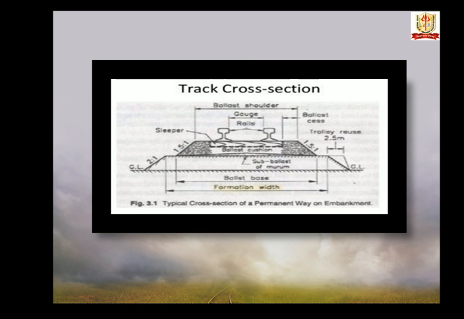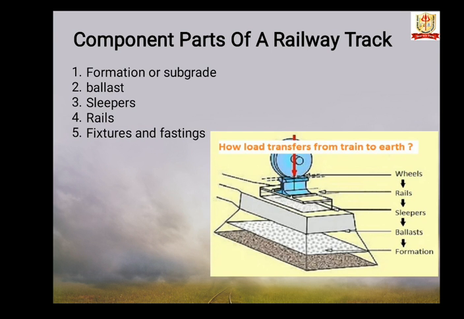This is a typical cross section of permanent way, and this diagram also shows the component parts of permanent way. So the component parts of a railway track are: first is formation or subgrade, second is ballast, third is sleepers, fourth is rails, and fifth is fixtures and fastenings.